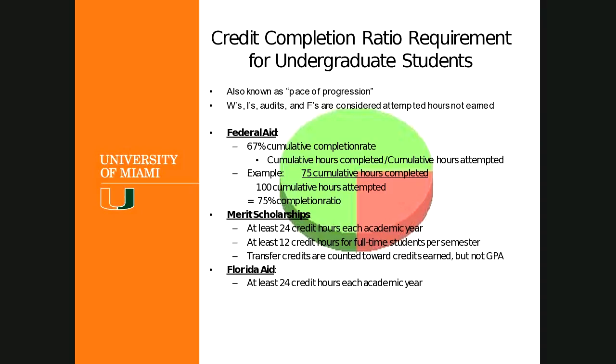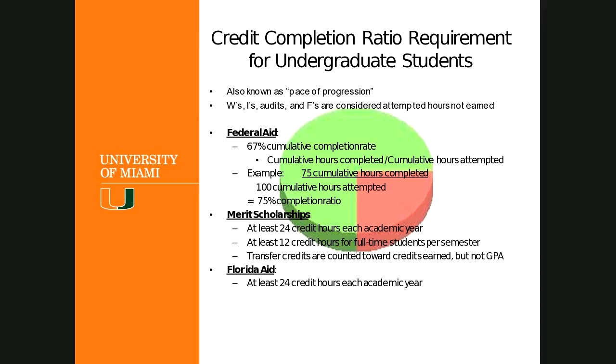Now, the credit completion ratio for undergraduate students is similar to that of graduate for federal purposes. It's also known as pace of progression. W's, I's, audits, and F's are only considered attempted hours, not your earned hours, because you did not earn a grade for them. The 67% completion ratio is the same. It's a federal requirement. So we look at what you've attempted and completed, and that completion ratio has to be the 67%. It can't be under it to be rounded up. So we're looking at the hours completed divided by the attempted to get that ratio.